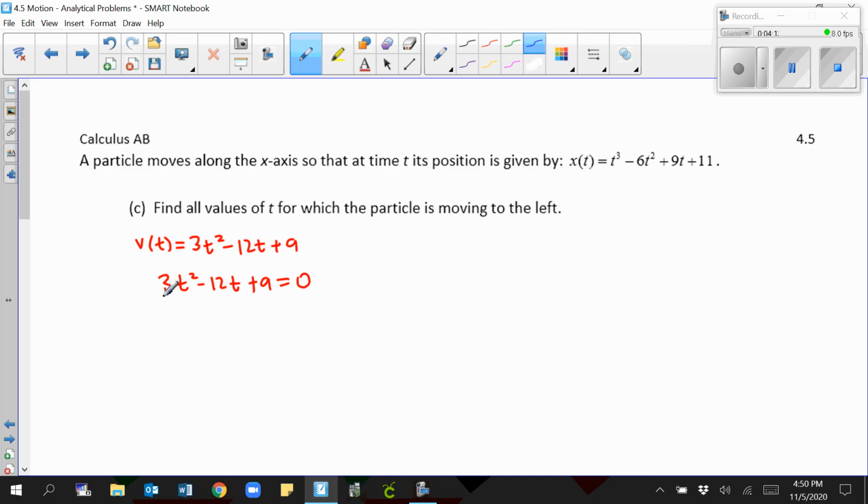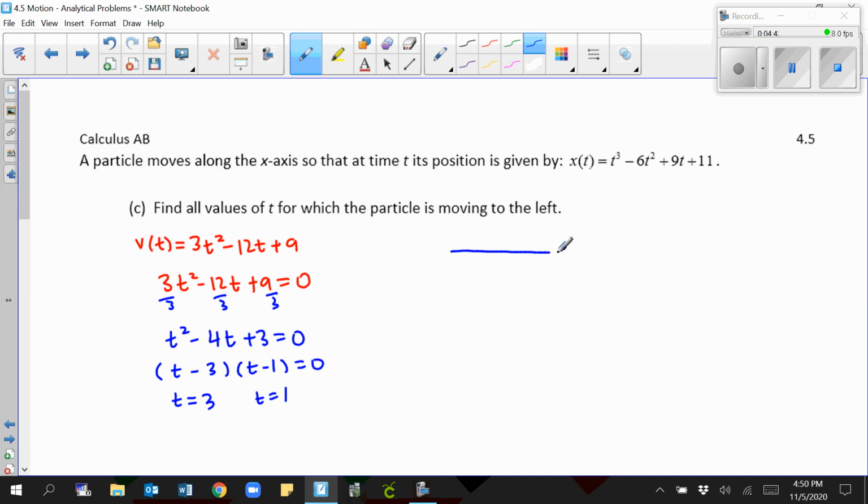So the first thing I can do is divide everything by 3. So t squared minus 4t plus 3 is equal to 0. And then I can factor it. So if I'm looking at this, I need something that multiplies to give me 3 and adds to give me negative 4. So that's going to be t minus 3 and t minus 1. So that means t is equal to 3 and t is equal to 1. It gives me a velocity of 0.